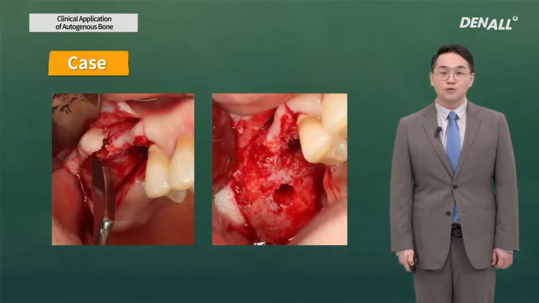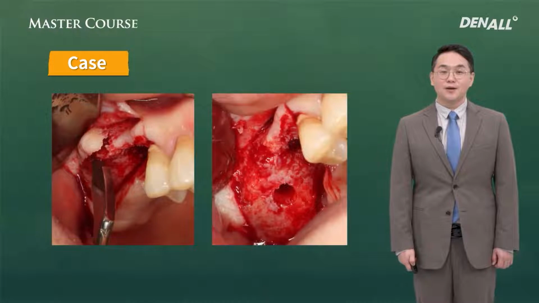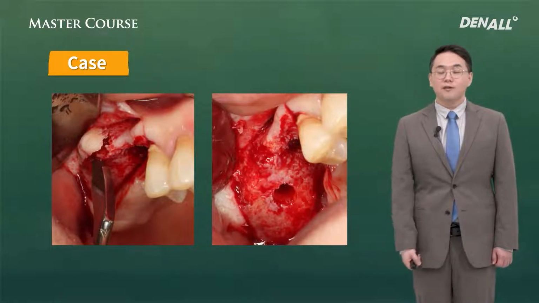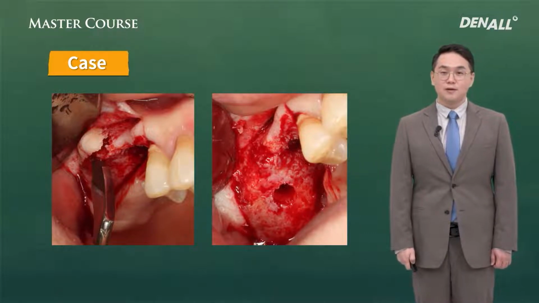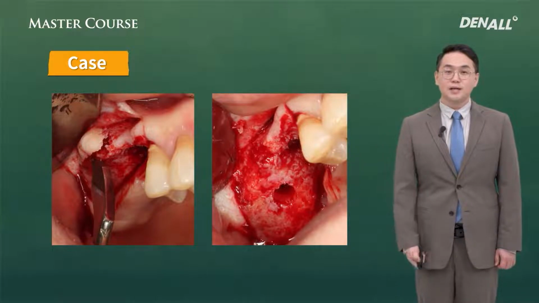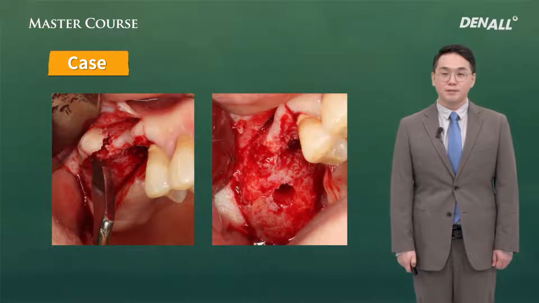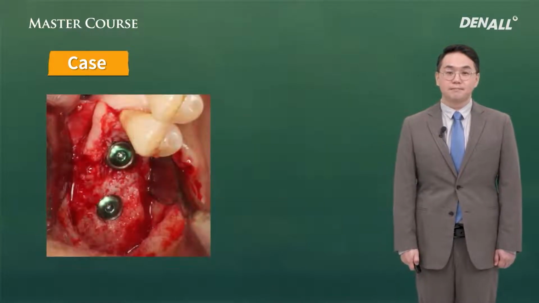A little bit of indentation is made using the chisel and the mallet. It is cut off in a block type to make it into particulates. A bone mill or crusher is used to break it. After the preparation, 2 implants were placed at 16 and 17.